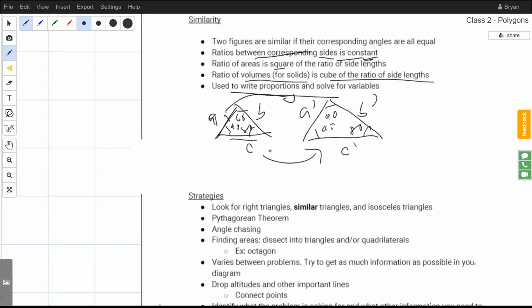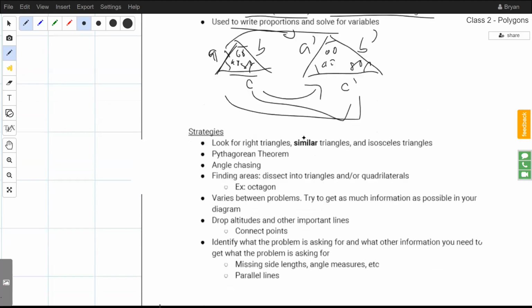But yes, knowing how to use similarity is a very powerful tool, will help you a lot. Strategies when you face these kinds of problems: always look for right triangles, similar triangles, and sometimes isosceles triangles. Although this is not as important as the other two, because the Pythagorean theorem shows up really, really often for some reason, where you can always just use it when you find a right angle, and it can help you find some side lengths or variable lengths or whatever you need to find.